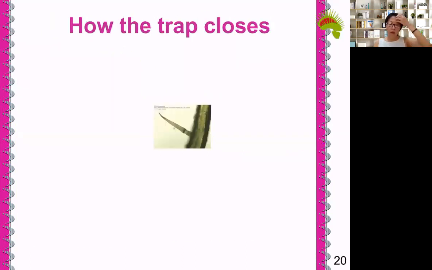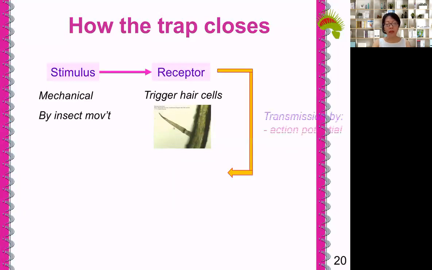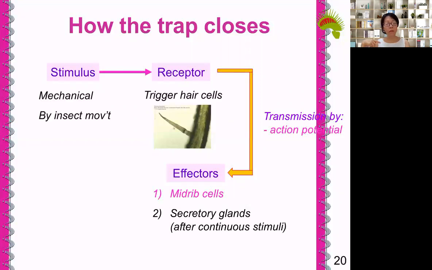Okay, so overall, how does the trap close? Recap again, okay? There's a stimulus where the insect's movement touches the receptor, and the receptor is our trigger hair cells or sensory hair cells. Then action potential is generated by chloride moving out of the cell, right? Membrane depolarized until above threshold potential, action potential generated, passes from cell to cell through plasmodesmata along the membrane, and reaches the effector, which is the midrib cell.